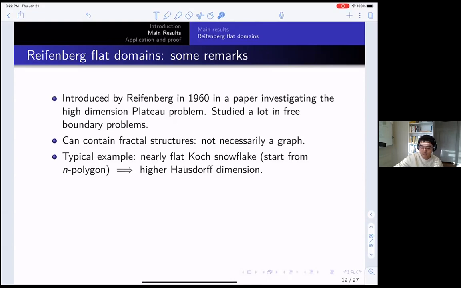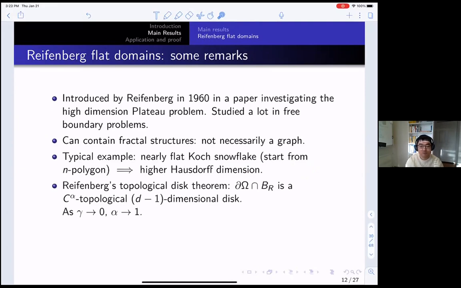Due to this example, you can clearly see that this boundary can have Hausdorff dimension higher than d minus one. It's strictly greater than d minus one. So it can be rough in some sense.